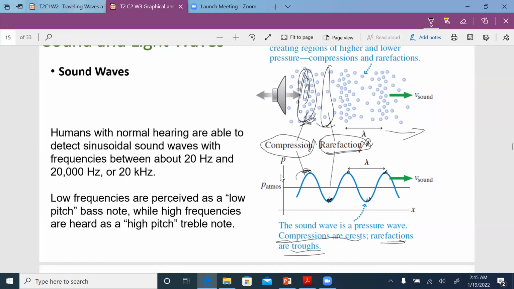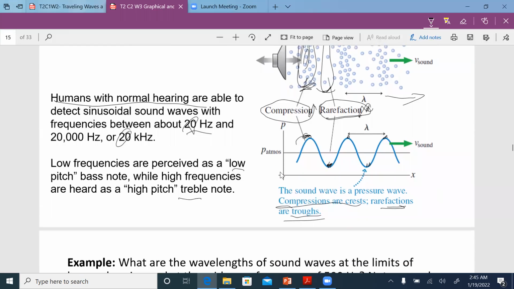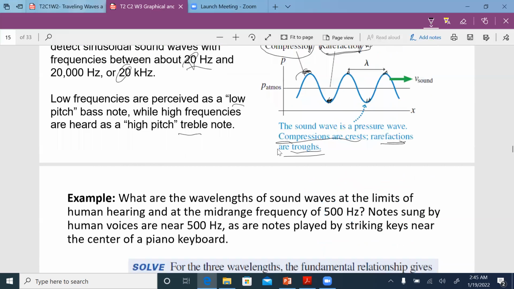And also to emphasize that normal human hearing is within the range of 20 hertz to 20 kilohertz. Anything below is regarded as low pitch, and high pitch is the ones that are higher. Okay, so take note of that range of human hearing.